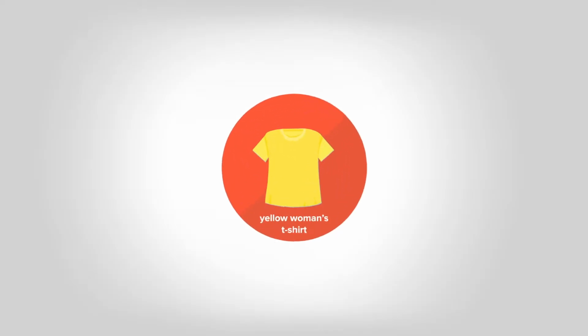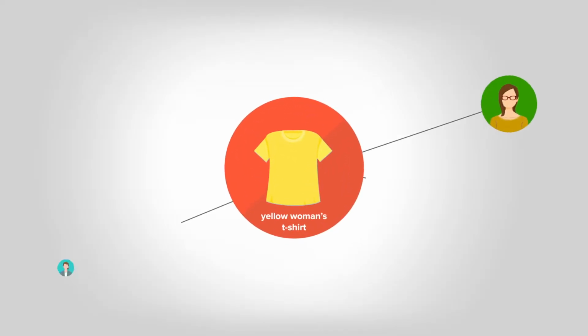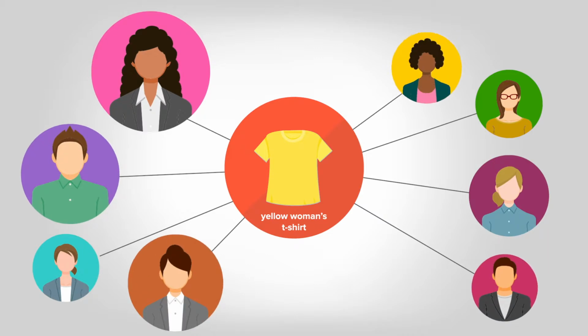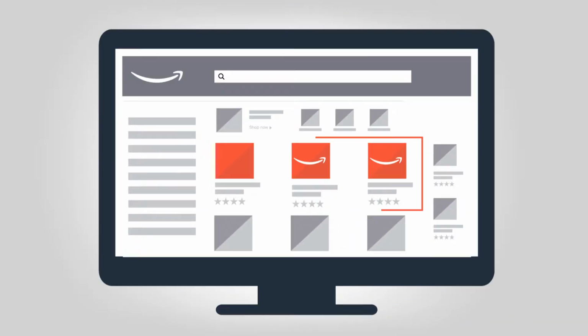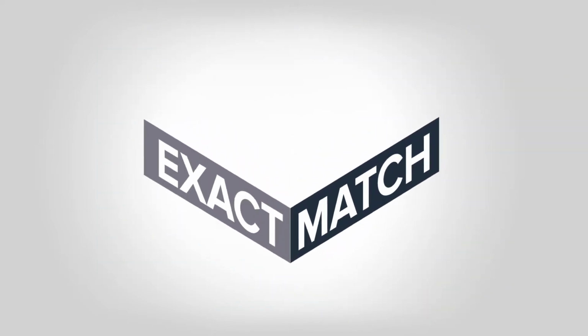The best way to explain match types is through an example. Say you're selling yellow women's t-shirts and you want to reach the most relevant shoppers possible through your sponsored products campaigns. As you build out keywords, you're thinking, how will I reach my customers? You definitely want to show an ad when someone searches for exactly what you have, women's yellow t-shirts. For that, you'll want an exact match keyword.